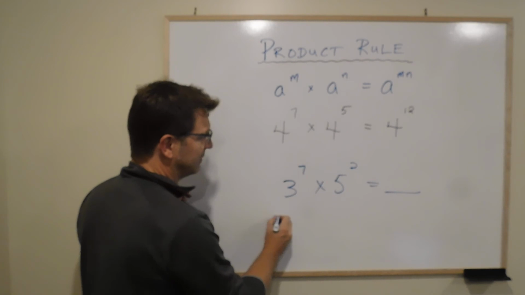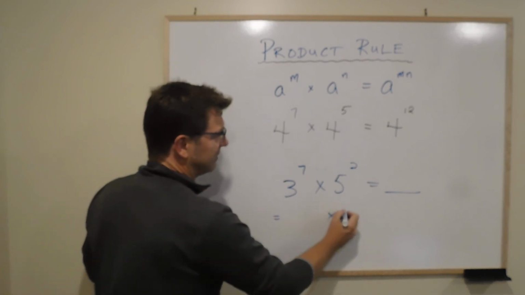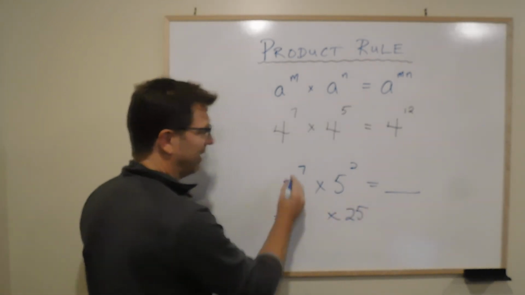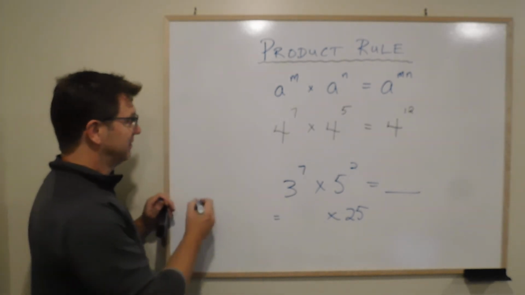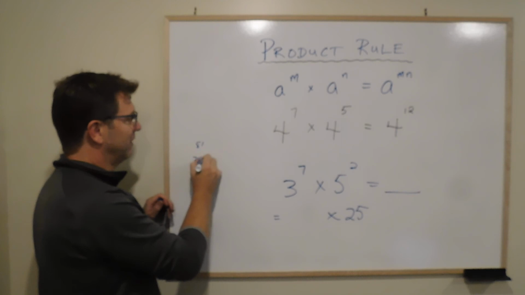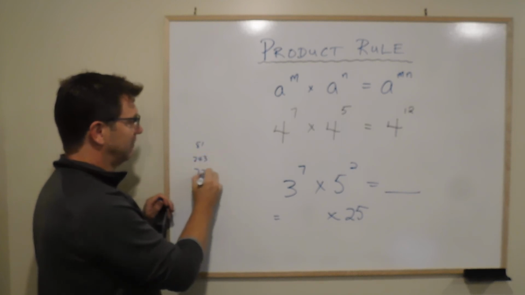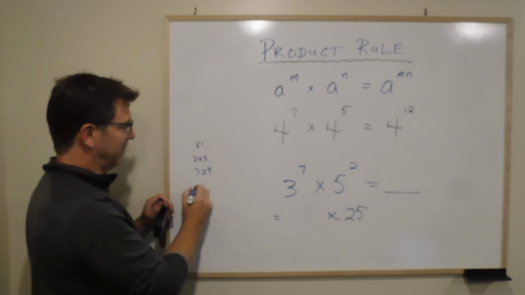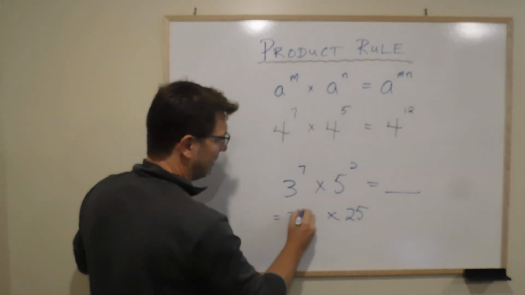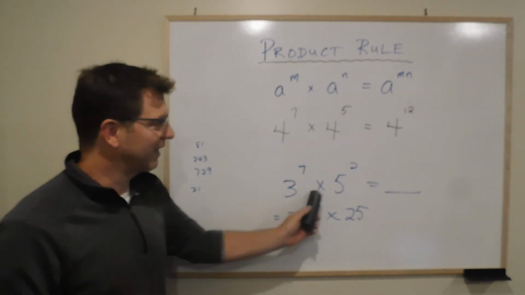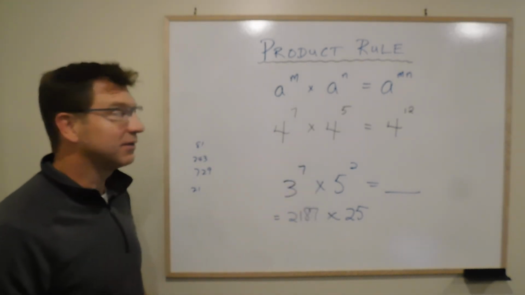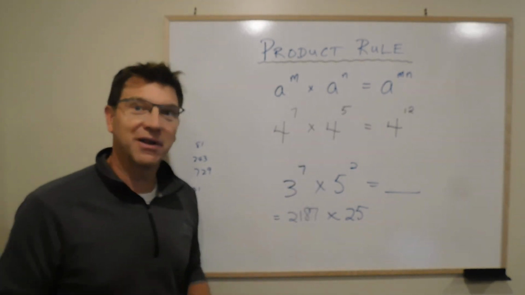You'd have to do this the long way and say, well, 5 squared is 25, and 3 to the 7 is a big number. 81, 243, 729, I believe, and then that would be 2187. So you could not use a power rule. You'd have to actually do it the old way. Okay, I hope that makes sense. We'll do another rule soon.